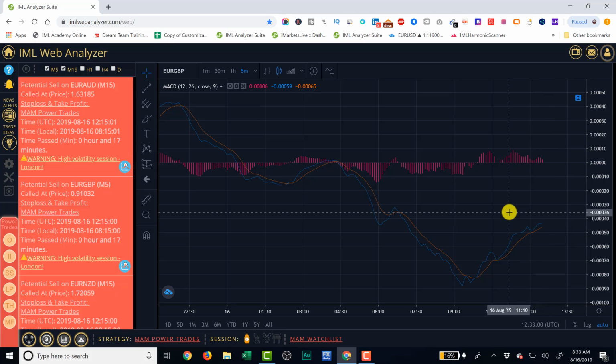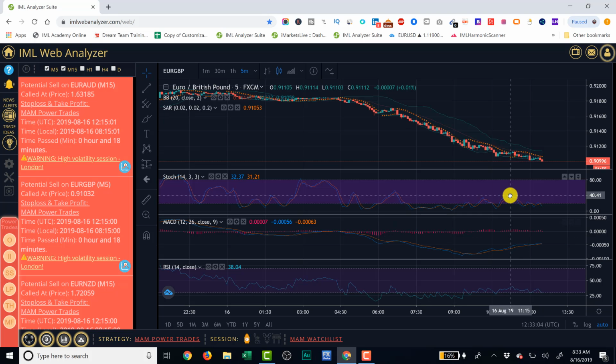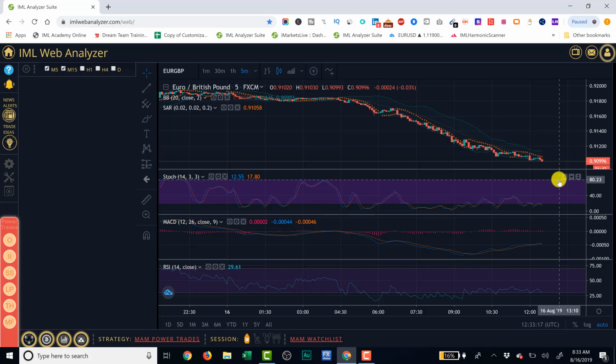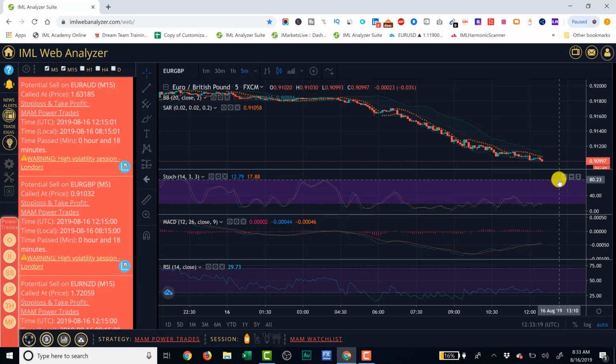Alright, where we at? What's going on? See how it's going down now? Continuing on that downtrend. But it's about to go up soon, so that downtrend isn't going to last. Let me see something.